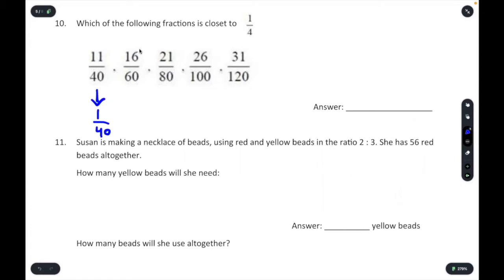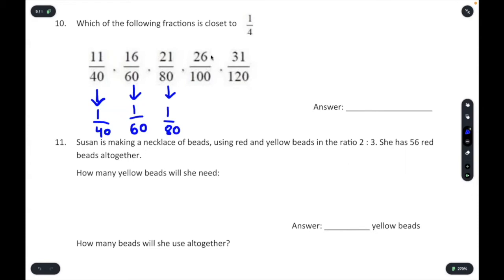In the next case, 15 out of 60 would be 1/4, but we've got 16 out of 60, which is 1/60th more than what we need. In the next case, 21 out of 80 instead of 20 out of 80, which is what 1/4 would have been, which means we are 1/80th away.